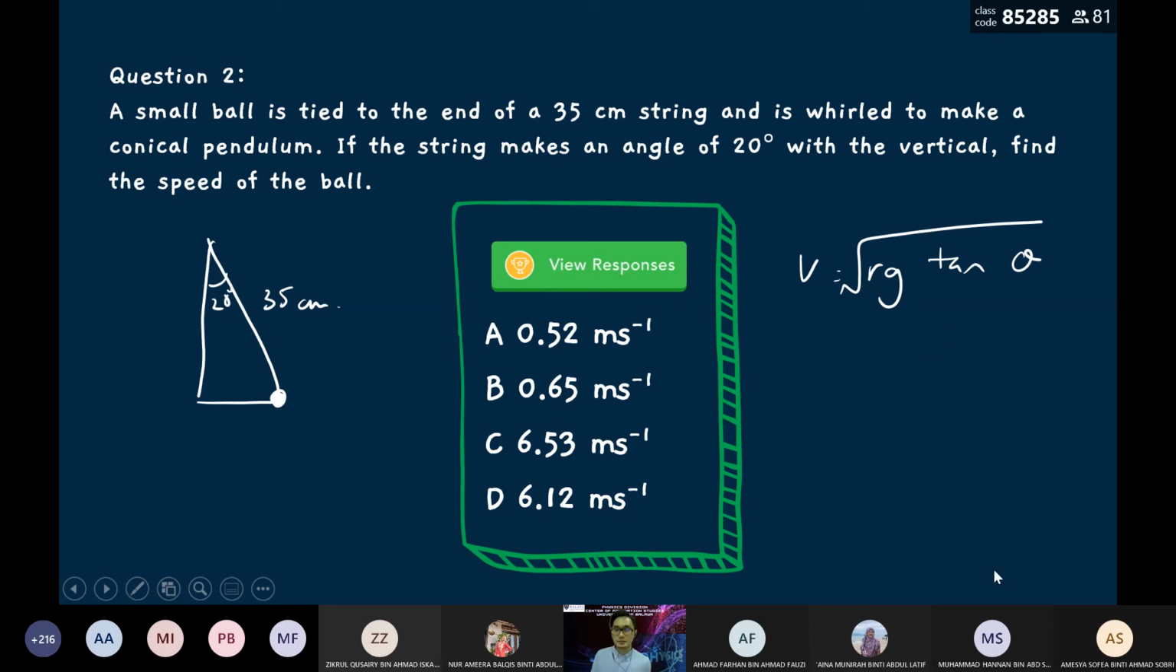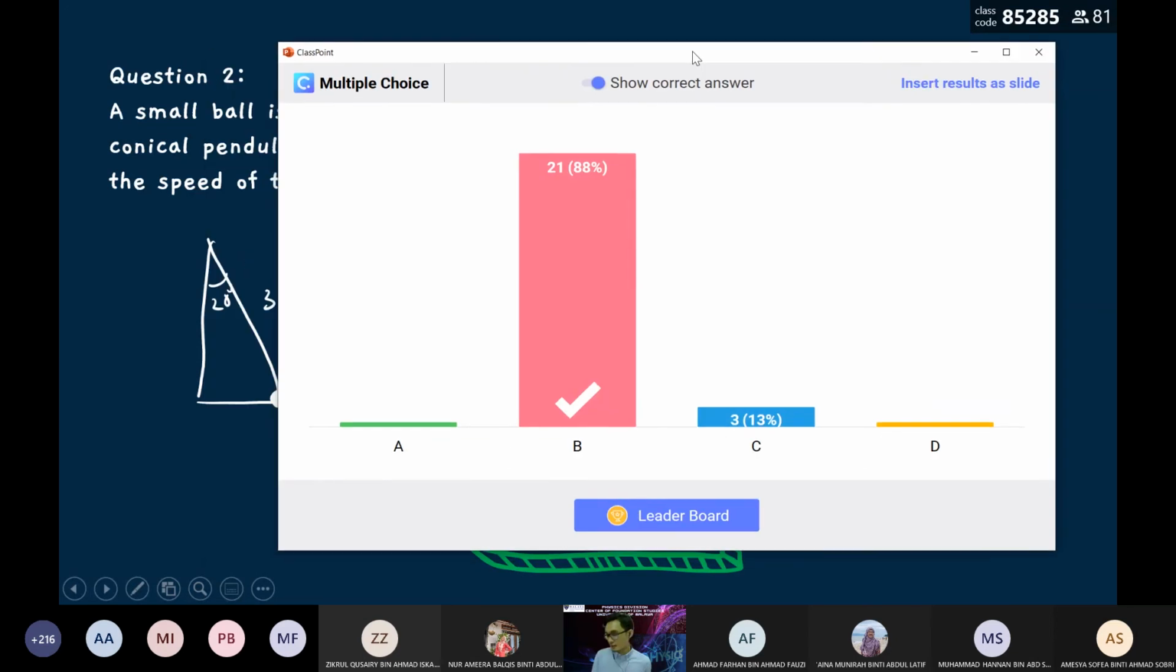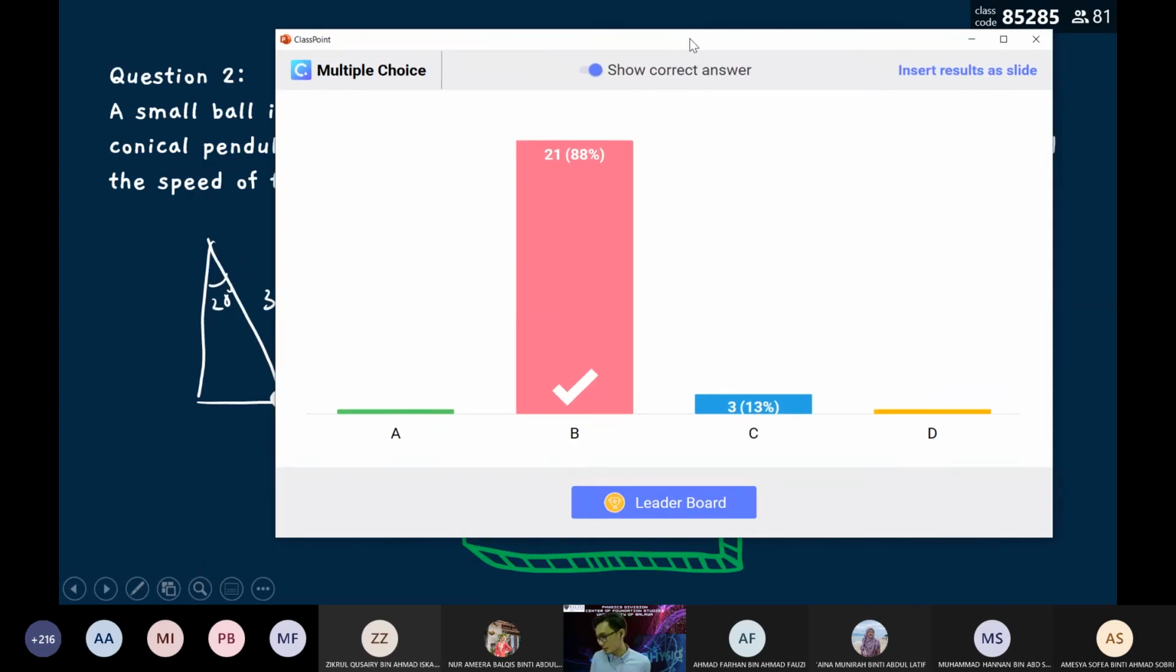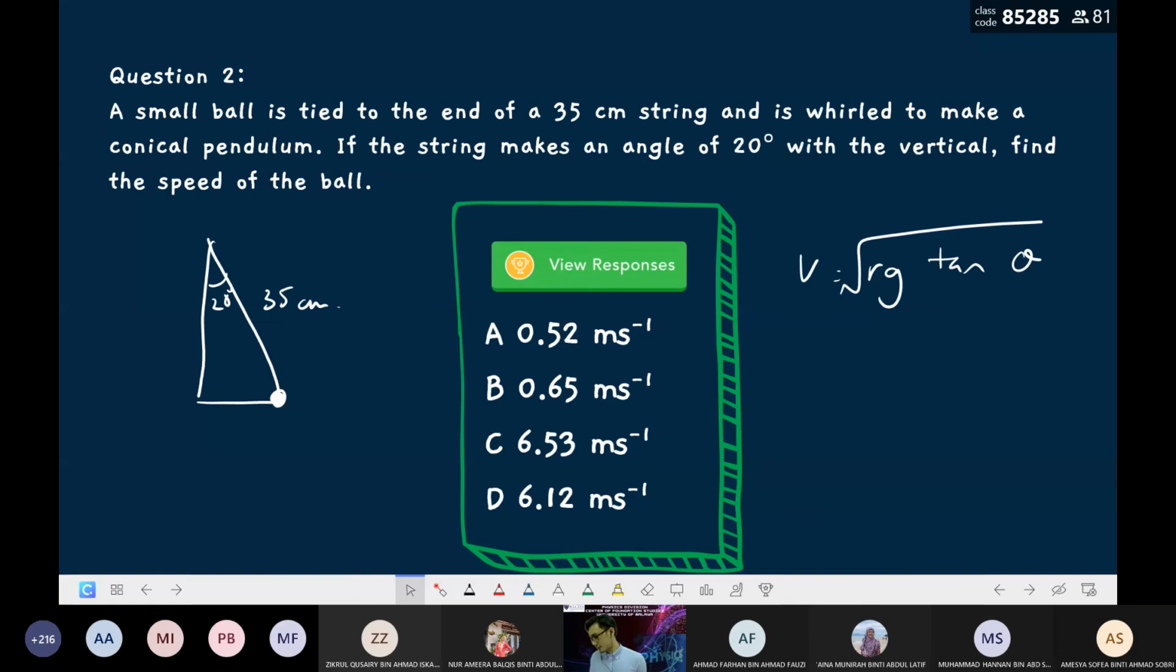Alright, so tak ramai yang jawab, tak ramai yang cuba, maybe tengah kira kot tak sempat. So jawapan dia adalah B. Okay, so macam mana nak buat? Kita cari radius je lah sebab tangent theta dah ada kan. So radius kita boleh guna the sin, where ni kena tukar kepada meter dulu. 0.35 sin 20 degree. Berapa radius dia? 0.12.